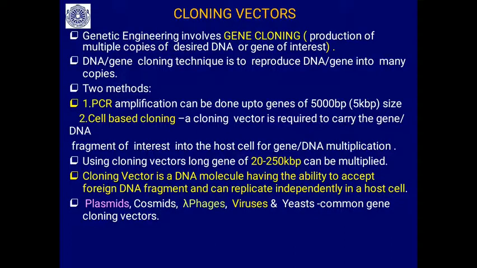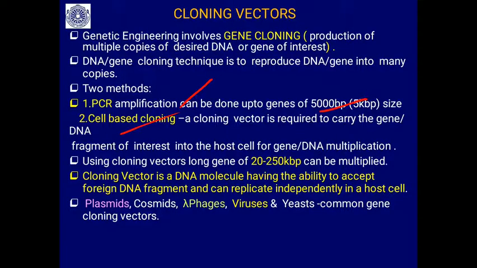Genetic engineering involves the main technique of gene cloning, the production of multiple copies of the desired DNA or gene of interest. So the gene cloning technique reproduces a DNA or gene into many copies. You know that there are two methods. One is polymerase chain reaction amplification, which can be done for genes up to a size of about 5000 base pairs. Beyond that size we cannot use this in vitro amplification. So then we have to go for cell based cloning.